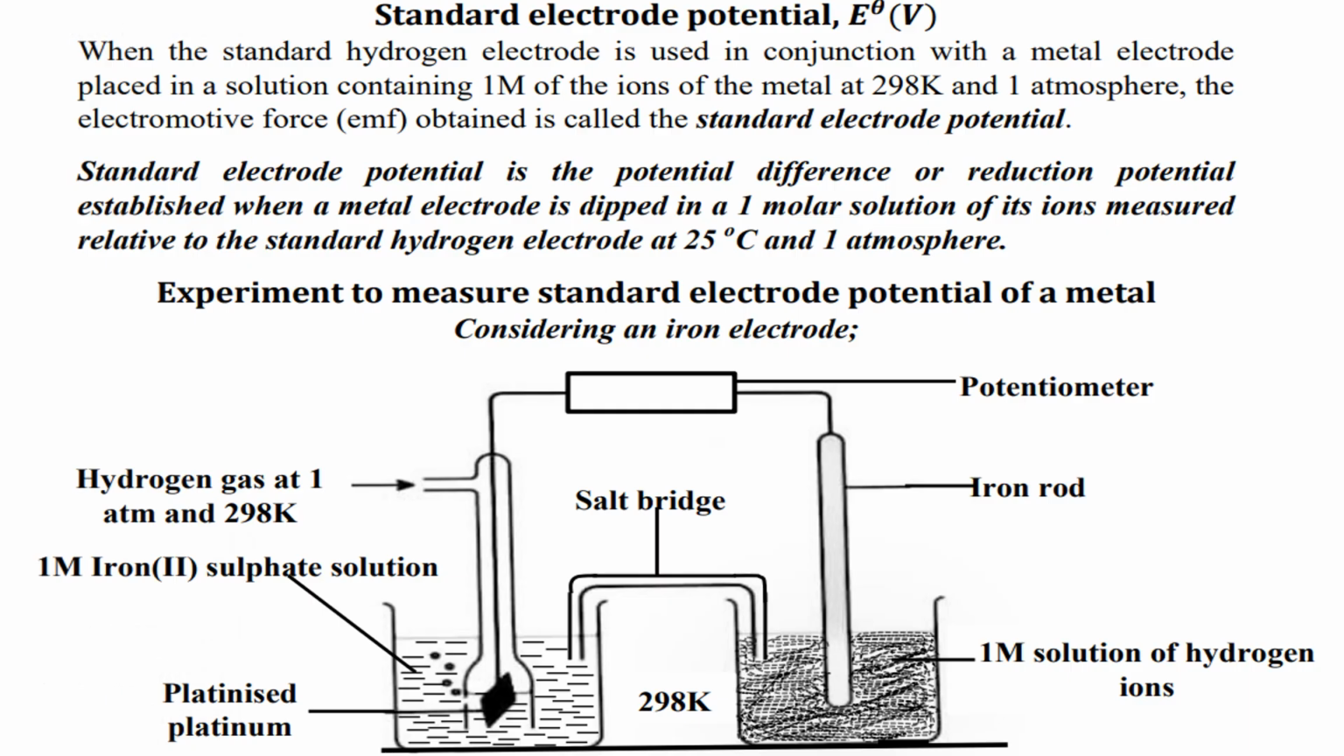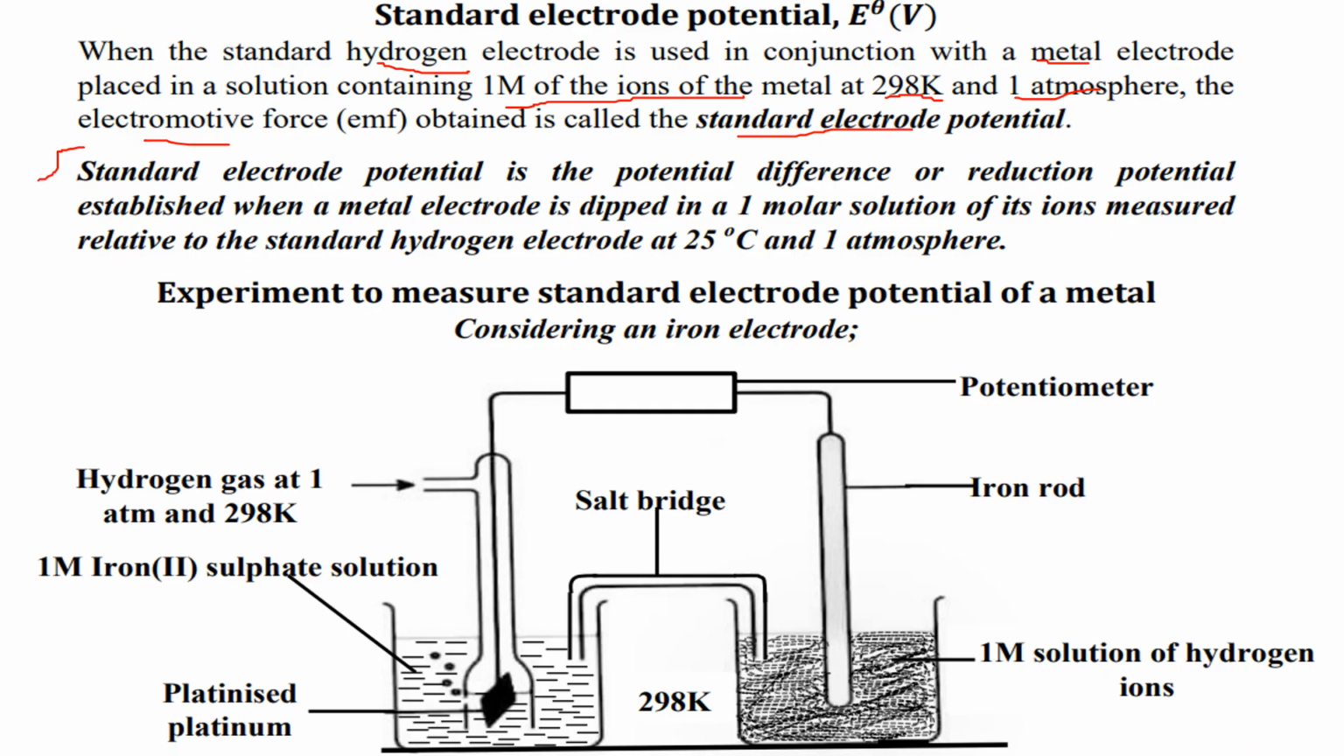Now let's look at standard electrode potential as a topic. We can use the standard hydrogen electrode in determining the standard electrode potentials of other cells. But let's first look at what standard electrode potential means. So here we are going to say that when the standard hydrogen electrode is used in conjunction with the metal electrode of any other metal that has been placed in 1 molar of its ions at standard conditions, which are 298 Kelvin together with 1 atmosphere, then the EMF or the electromotive force that is going to be obtained is going to be called the standard electrode potential of that element.